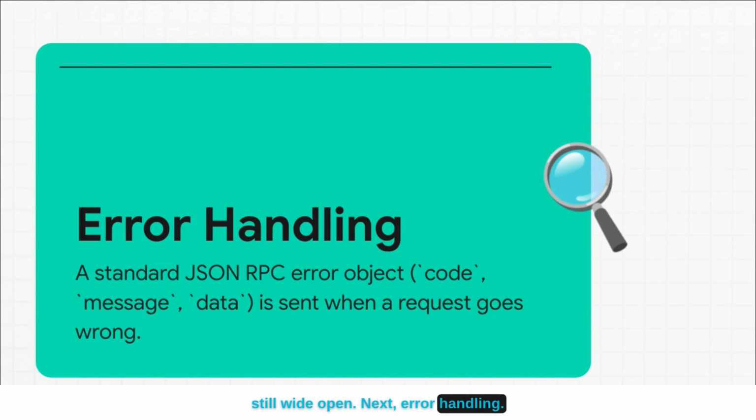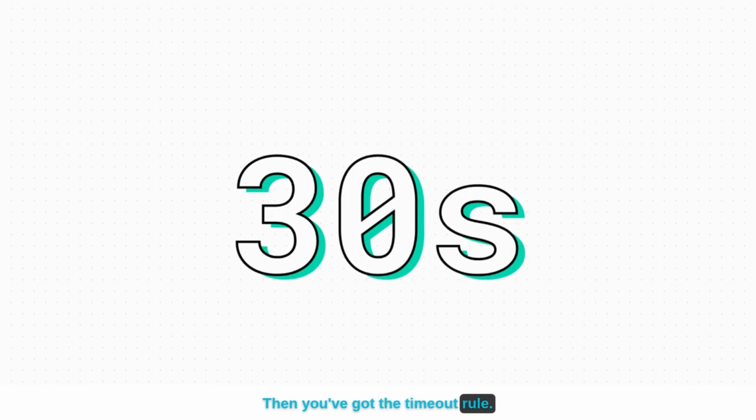Next, error handling. When things inevitably go wrong, the protocol doesn't just crash and burn. It sends back a standardized error report with a specific code and a clear message. This means developers always know exactly what broke and why, which completely eliminates the guesswork. Then you've got the timeout rule. What if a server just gets stuck? Well, the client can set a deadline, say 30 seconds. If it doesn't get a response in that window, the request is automatically canceled. No AI agent is left waiting around forever for an answer that's never going to come.